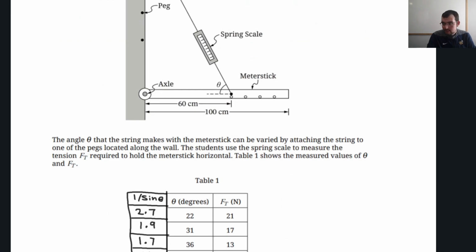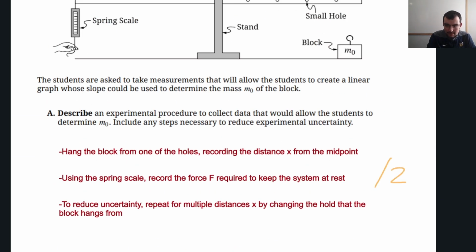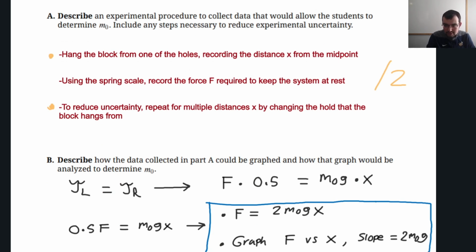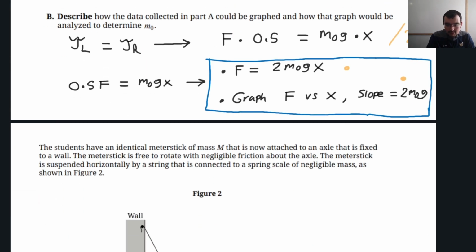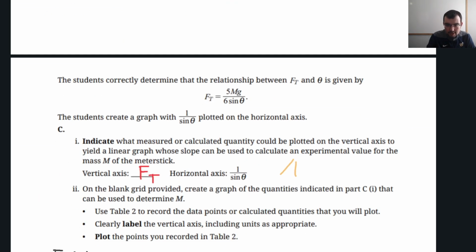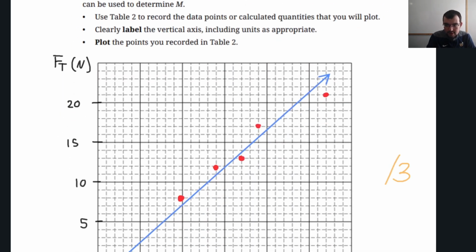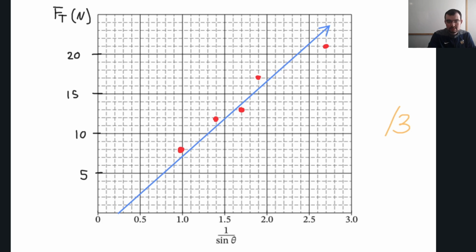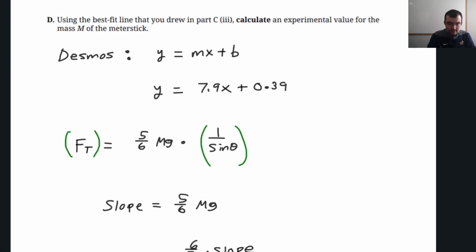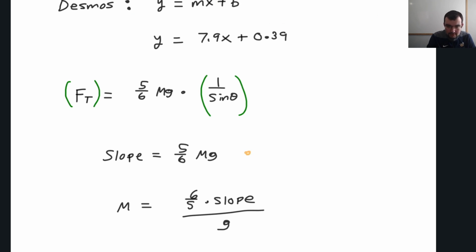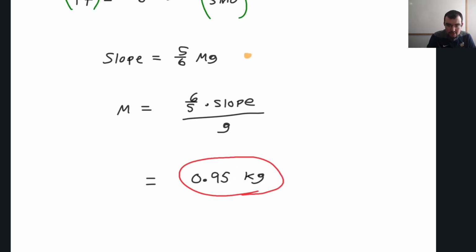All right, points. Pretty straightforward. Two points for part A: did you vary and record F and x, and did you do multiple trials? There's your two points. Did you graph a valid relationship and relate the slope to m0? There's another two points. Did you pick the right relationship to graph? That's a point. Did you scale your axes with units, plot the points, and draw a reasonable best fit line? If so, there's three points. Did you relate the slope of the best fit line to the quantity of interest, and then did you solve properly for a value of m? If so, there's your final two points in the lab question.